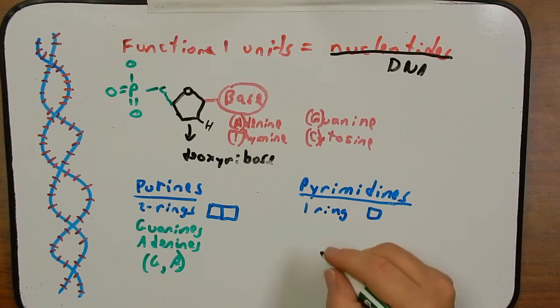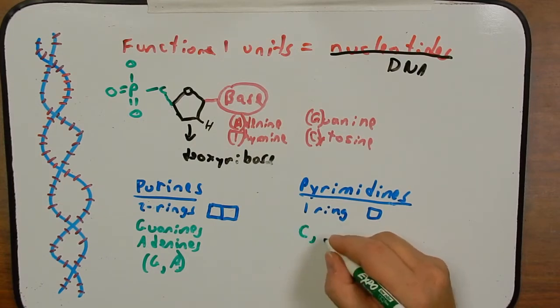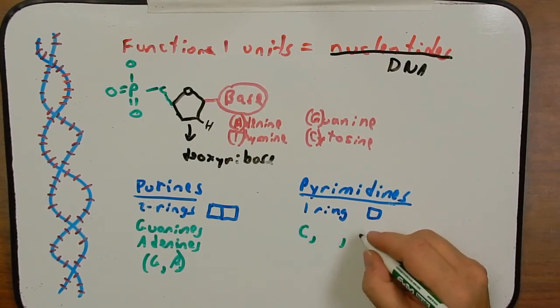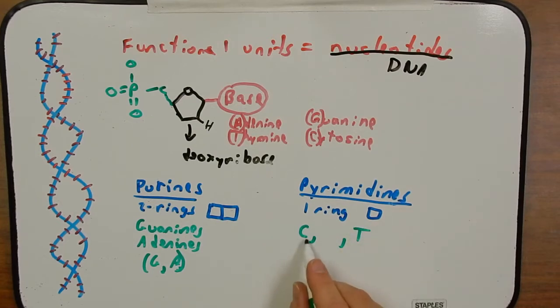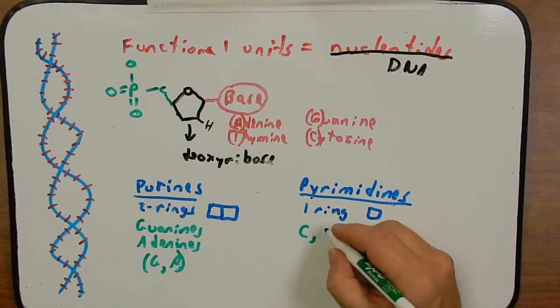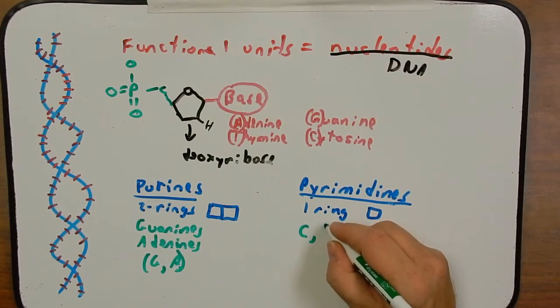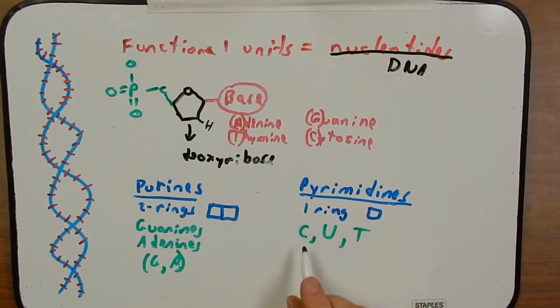The pyrimidines include cytosines. I'm going to leave this blank here for a moment. I'm going to add something there. And thymines. These are in DNA. And I'm going to tell you this third one, and this is only found in RNA, and it's uracil. So these three are the pyrimidines. You should know all three of them.